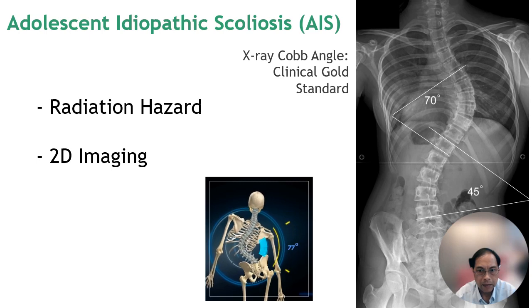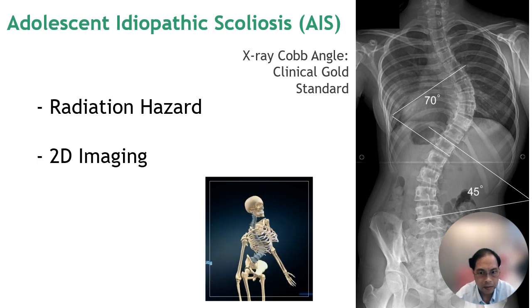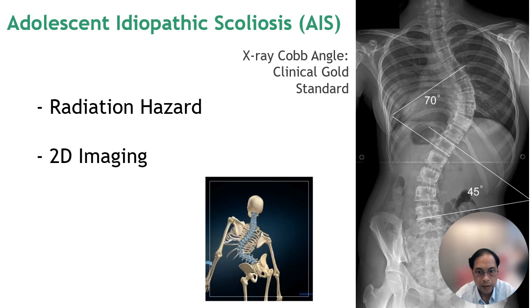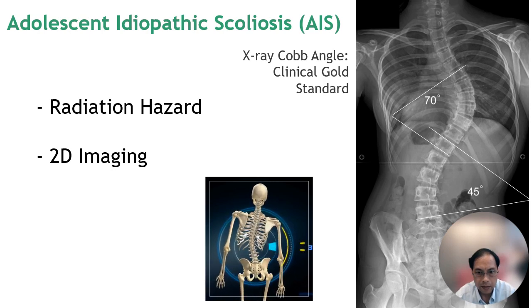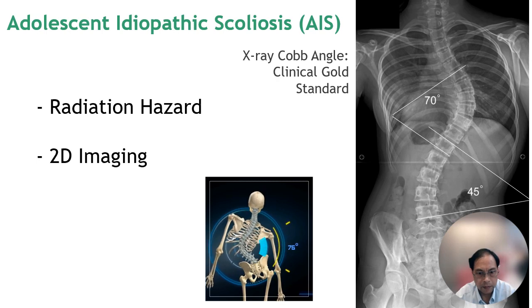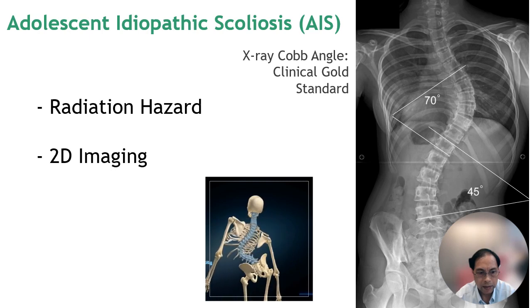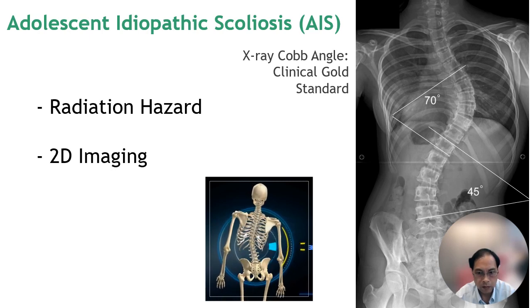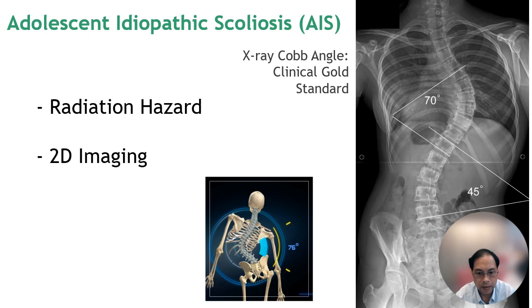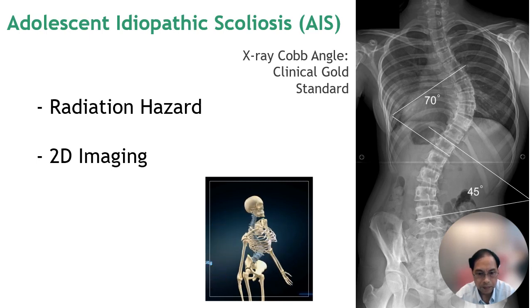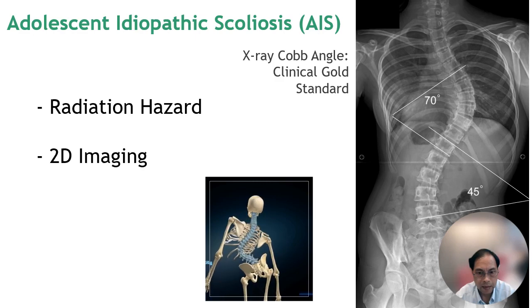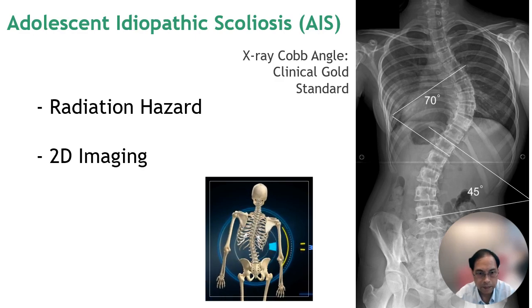Adolescent idiopathic scoliosis is very common among kids. The X-ray Cobb angle is the gold standard for the clinical assessment. However, X-ray has a radiation hazard, and it provides only 2D information about the spine rather than 3D. But scoliosis itself is a 3D deformity.